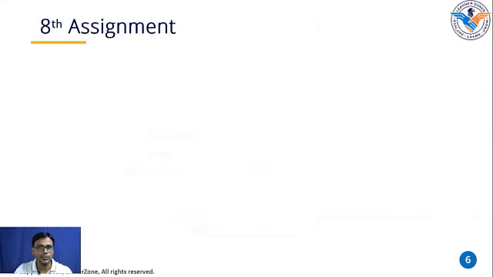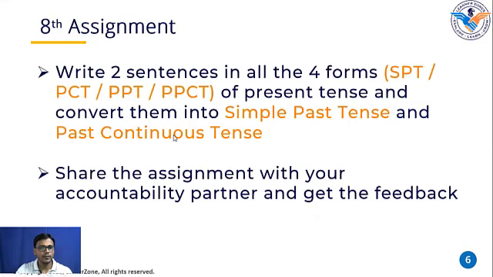So your 8th assignment will be: write 2 sentences in all the 4 forms: simple present tense, present continuous tense, present perfect tense, and present perfect continuous tense. That means 2 sentences in each form. Okay, and then convert them into simple past tense and past continuous tense. That means you have to write 8 sentences, and those 8 sentences must be converted into simple past tense and past continuous tense. This is your 8th assignment.